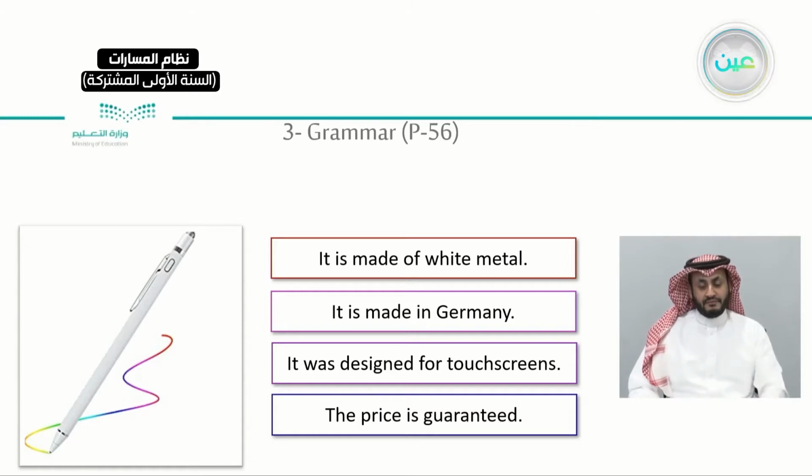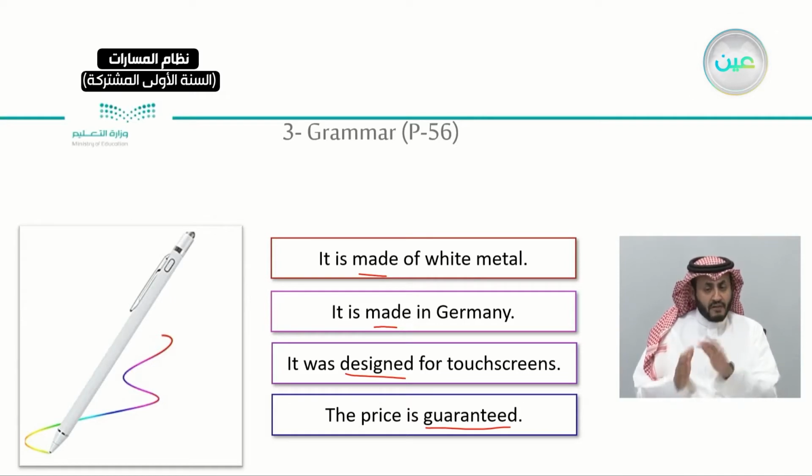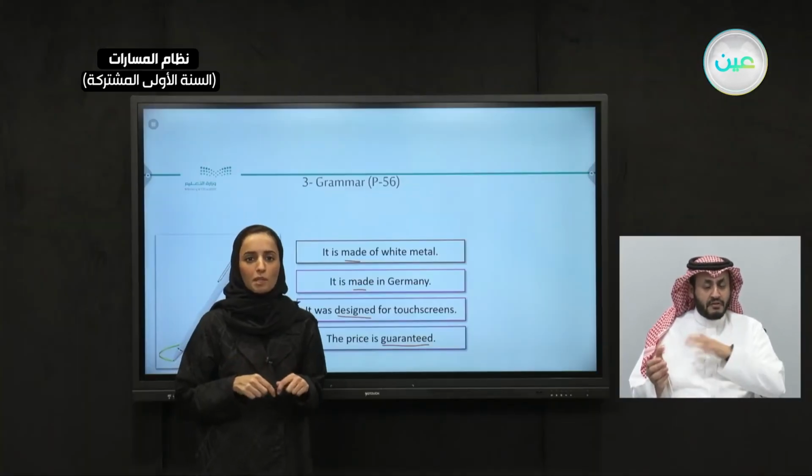Let's check the verbs in here. Made as well, designed and guaranteed. You notice these verbs are in the past participle tense. These verbs are actually in the passive form. Why in the passive? Because who does the action of guarantee, design, or made? It wasn't mentioned. All we're speaking about is just the pen itself, which is the object, by the way.